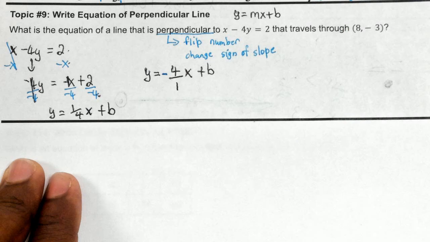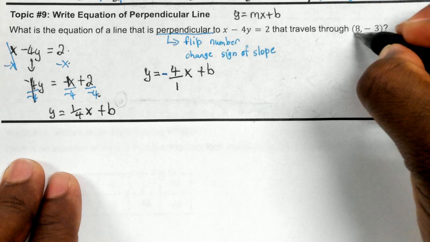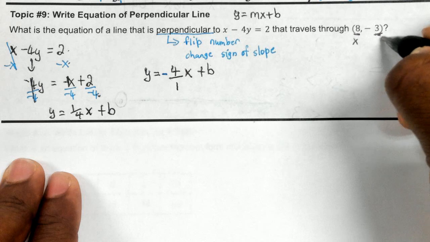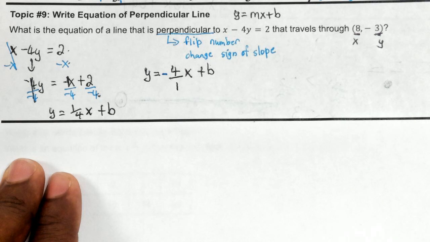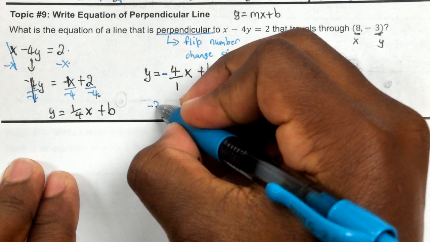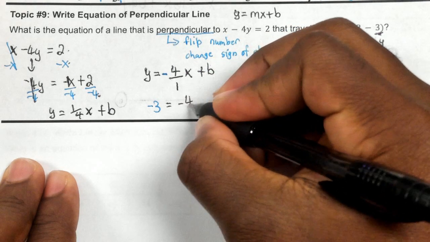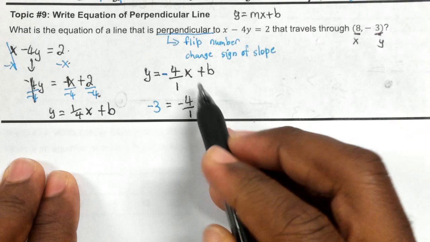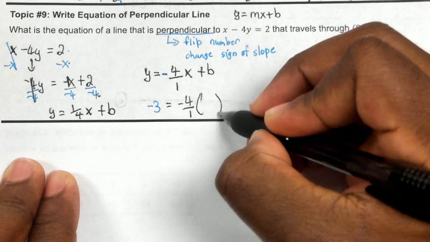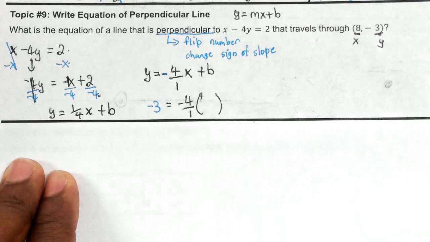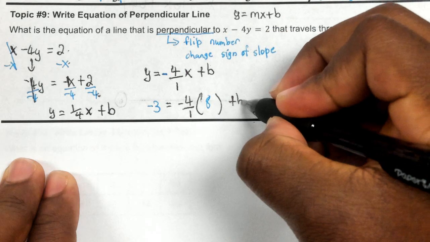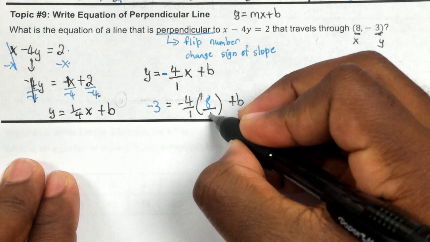Now I'm going to plug in the numbers I'm given for x and for y. Instead of writing y, I would write negative 3. And then I rewrite the negative 4 over 1. And instead of writing x, I would write parentheses, what, guys? 8. Yep. And then I rewrite the plus b. I'm going to write this as 8 over 1.